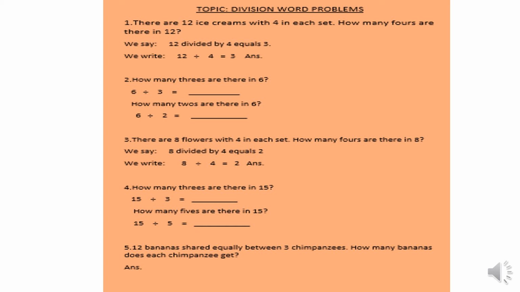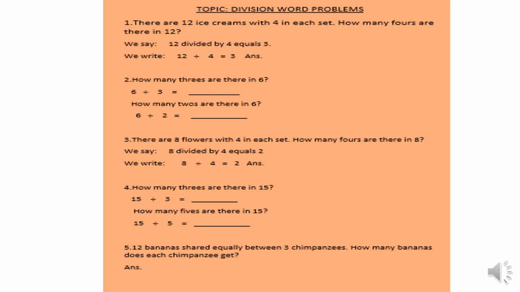12 bananas shared equally between 3 chimpanzees. How many bananas does each chimpanzee get? Total number of bananas are 12 and they are shared equally between 3 chimpanzees. So you have to find out how many bananas each chimpanzee gets. You will divide equally among the 3 chimpanzees.